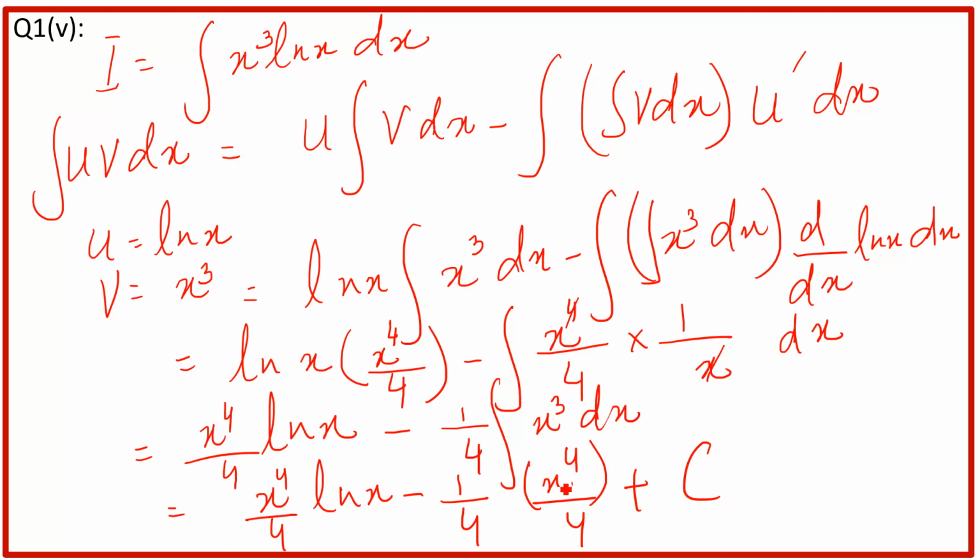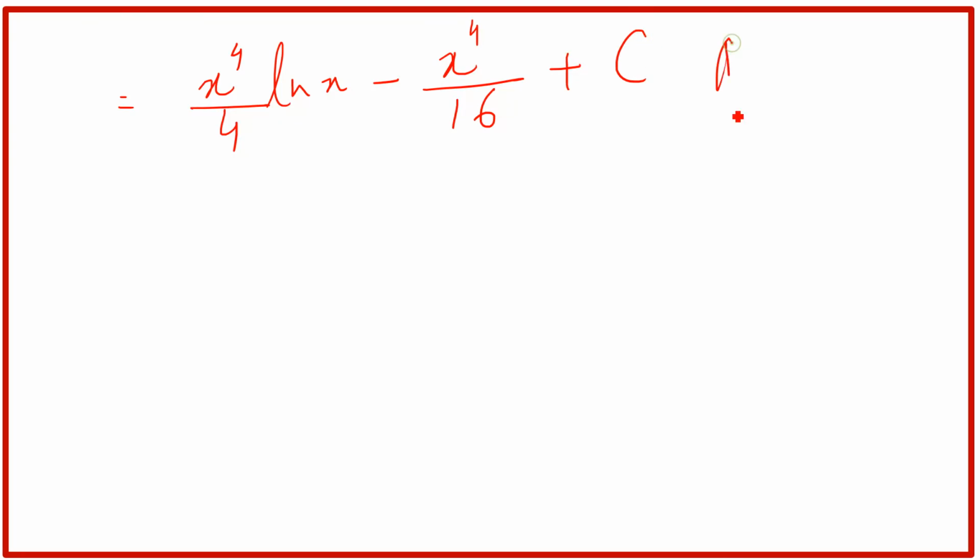So in the next step we have to multiply. It will be minus x to the power 4 divided by 16. So I can write down here x raised to power 4 divided by 4 natural log of x minus x raised to power 4 divided by 16 plus c. This is your answer.